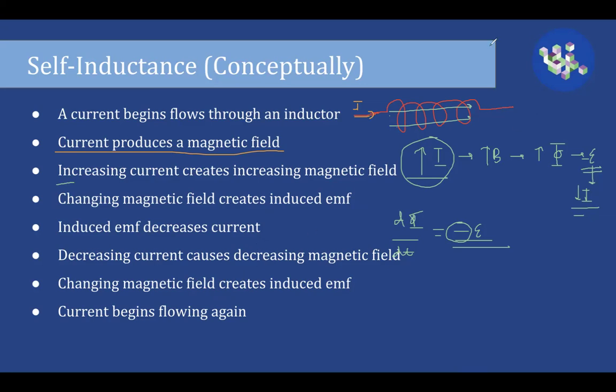So yeah, decreasing current causes a decreasing magnetic field. A changing magnetic field creates an induced EMF, and current begins flowing again. And you'll start seeing a more quantitative version of how to express the mechanism of an inductor and how it really opposes the change in current. So if you really want to understand what inductors are, just remember this entire chain reaction, and how increasing the current in the beginning will ultimately lead to a decrease in the current, because the inductor always tries to oppose a change in current.